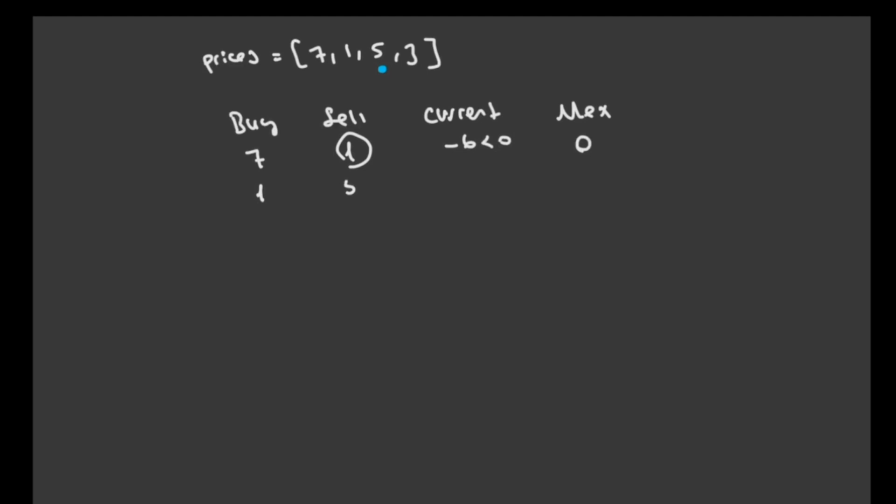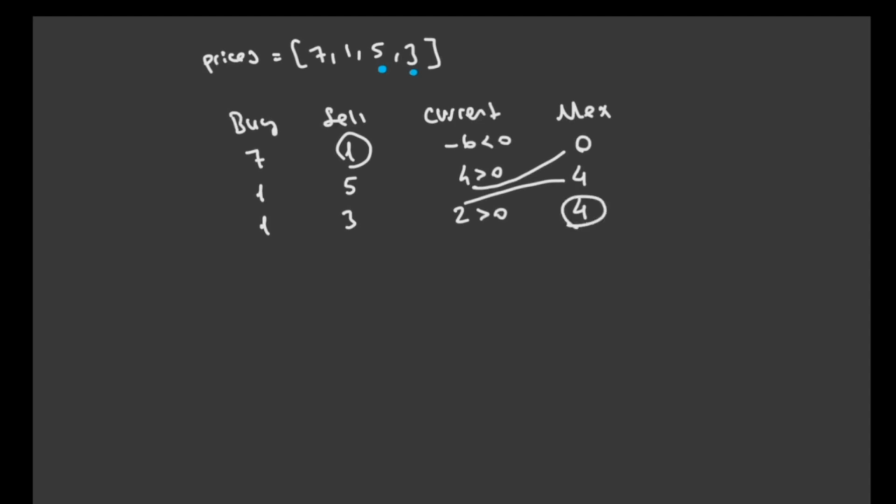Our new sell value is 5, current profit is 4, it's greater than 0, so we actually made a profit. So we compare our maximum value with 4, it's greater than 0, so we update our maximum profit. So we go to the next day. Our new sell value is 3, buy value is still 1, new current profit is 2, it's greater than 0. We compare it with maximum, it's not greater than our maximum value, so our maximum value stays as it is.